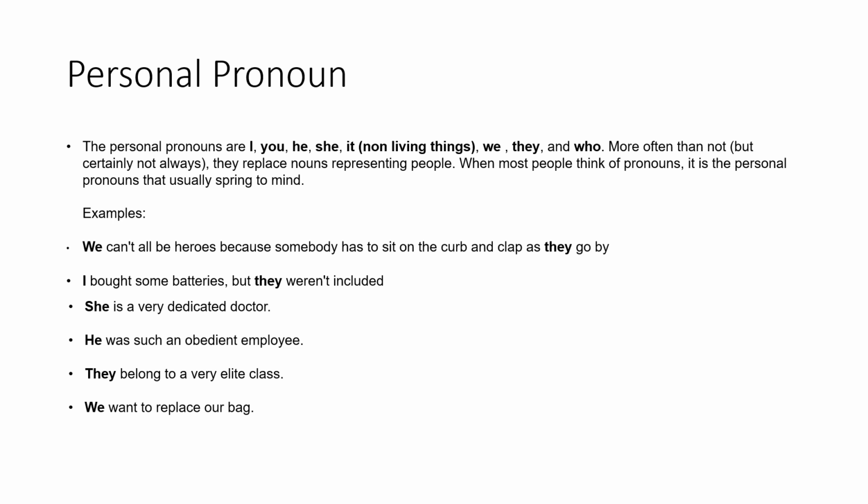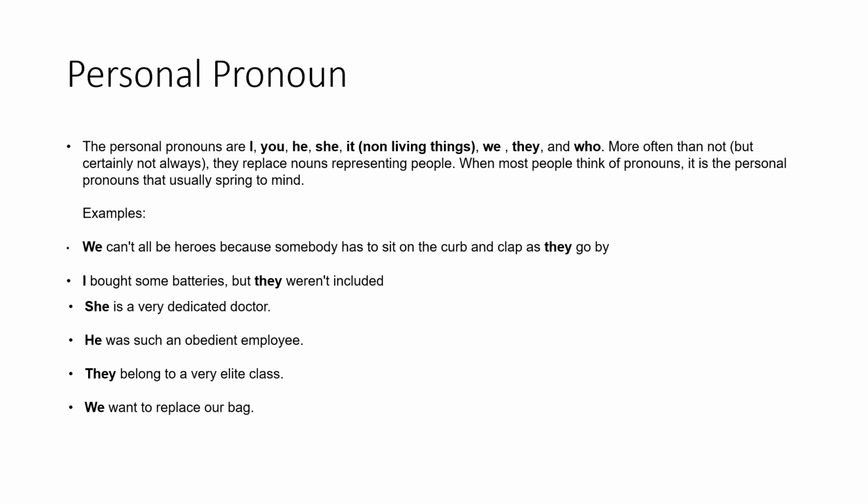it, and we use it for non-living things, we, they, and who. More often than not, but not certainly always, they replace nouns representing people. When most people think of pronouns, it is the personal pronoun that usually springs to mind. Here are a few examples. The personal pronouns have been highlighted in all the sentences, as you can see.